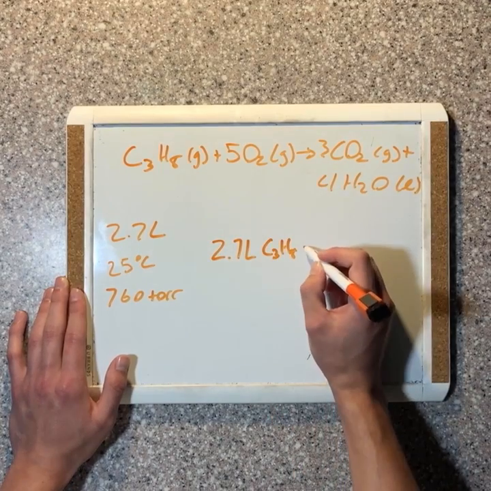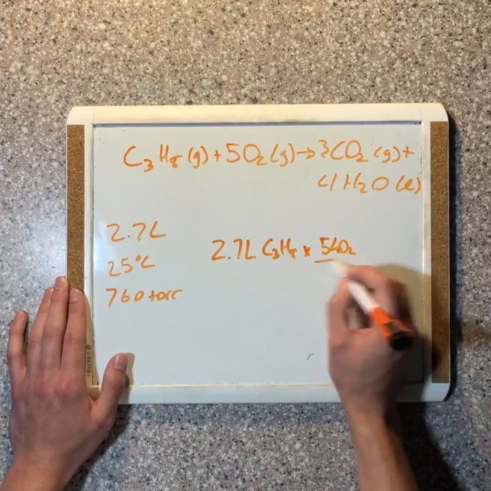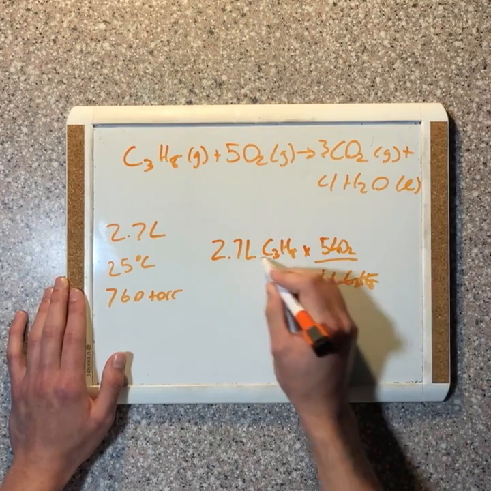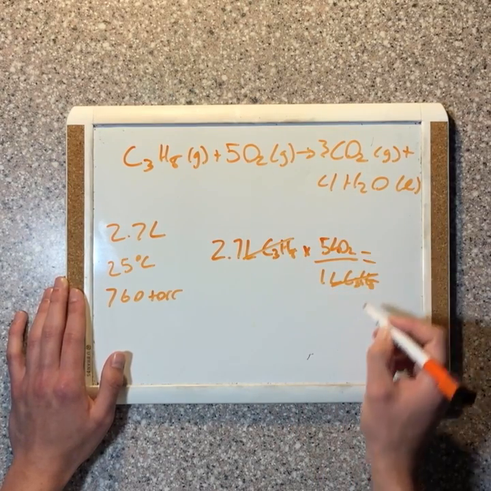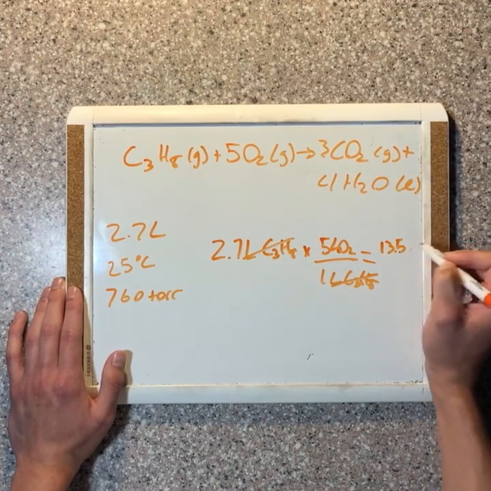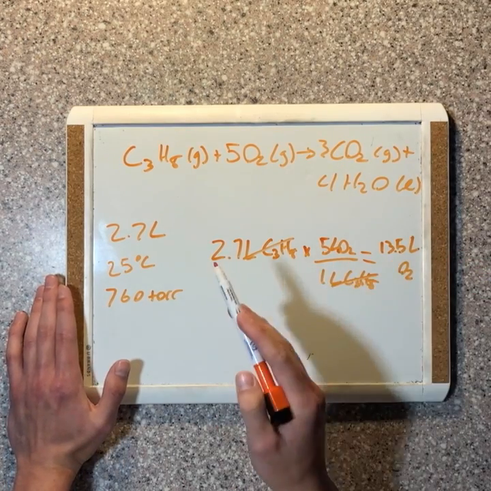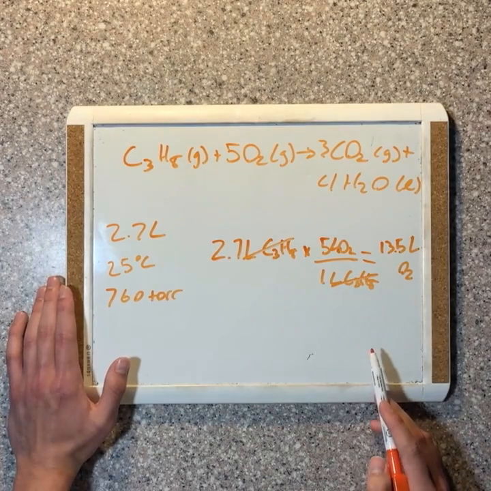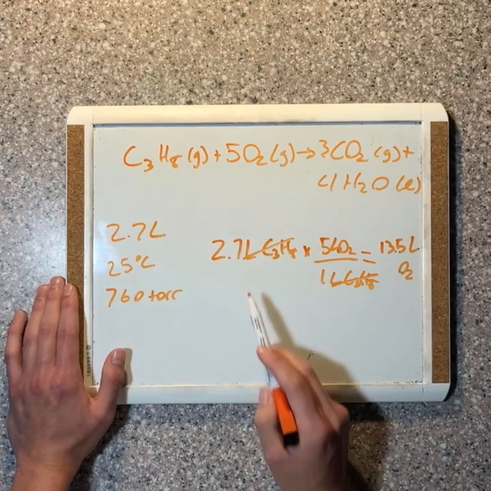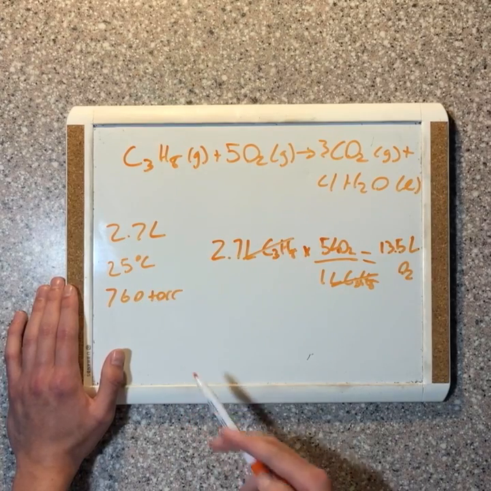So we have 2.7 liters, and we say that 5 liters of O2 reacts with 1 liter of C3H8. Then our liters, or our volume of propane, cancels, and we're left with 13.5 liters of oxygen. So that's pretty cool that we could figure out the volume of a gas we would need just from the chemical reaction. So because these two react in a 1:5 ratio, that's going to stay true for their volume as long as pressure and temperature stay the same.